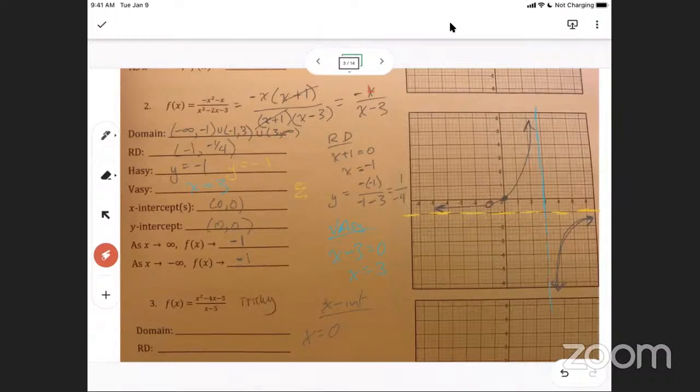So when I plug in 4, I would get -4 over 1, which is just -4. So (4, -4) would be my point right there, which I happen to be right. I happen to put it on there. So that's another thing you can do to graph these. Okay.